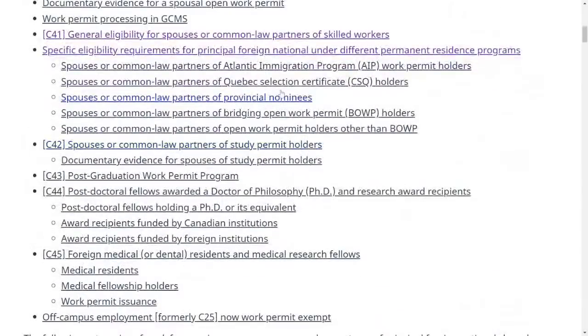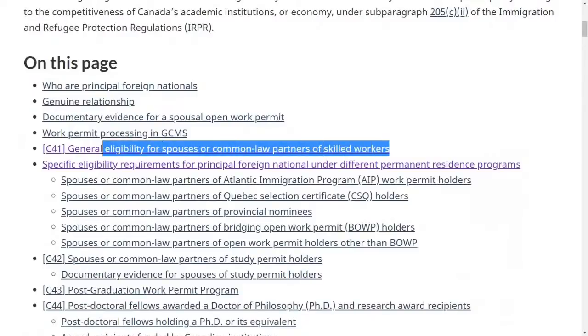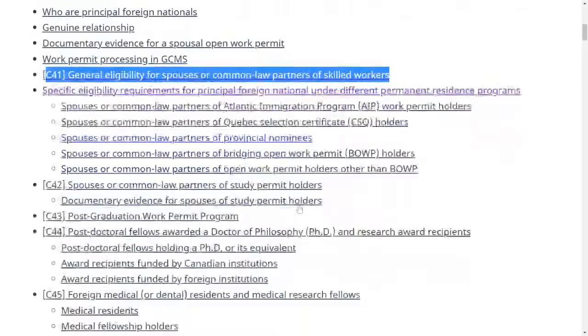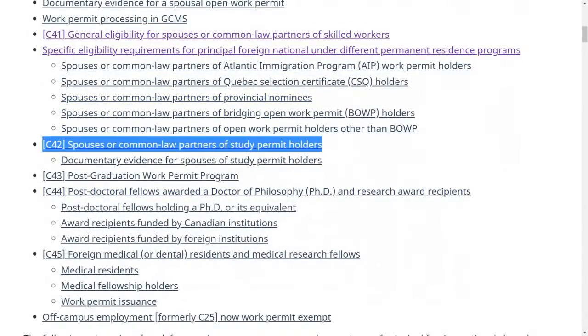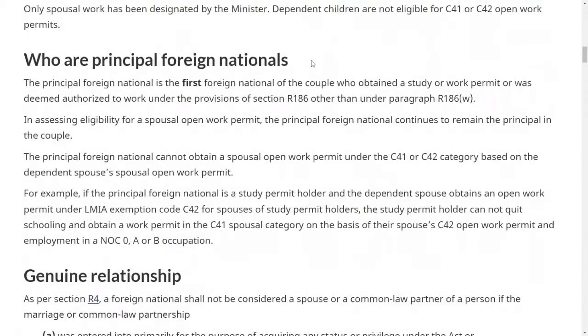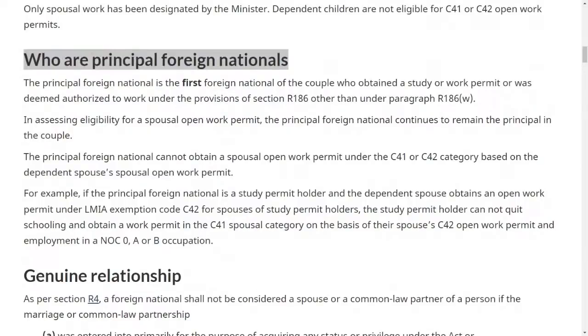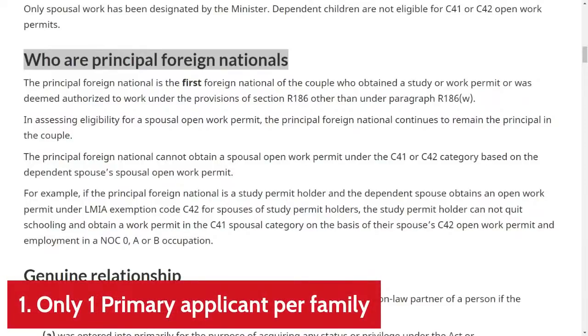We are primarily interested in C41, which is for the spouses of skilled workers or foreign workers in Canada, and C42, which is for spouses or common law partners of study permit holders in Canada. By and large, the biggest change has been the introduction of the term principal foreign national, or the principal applicant.